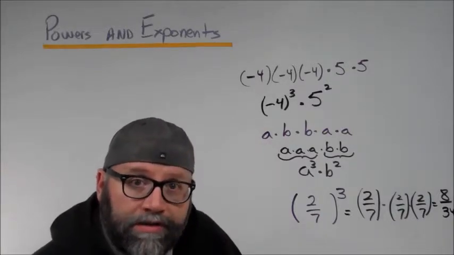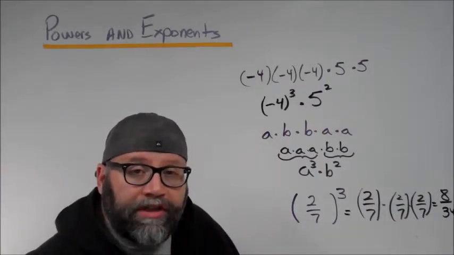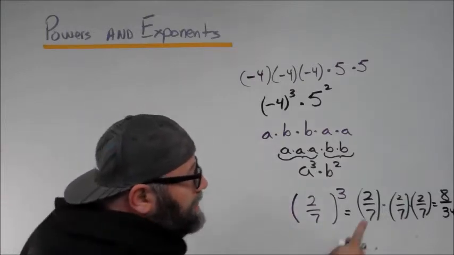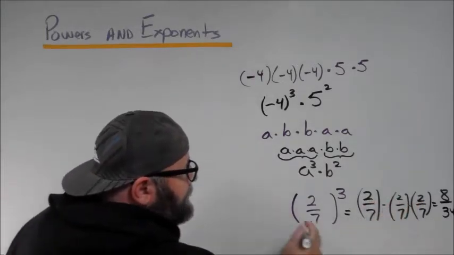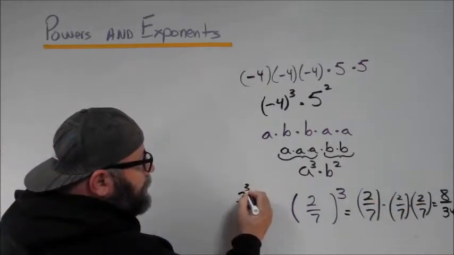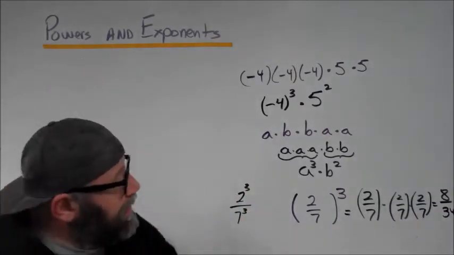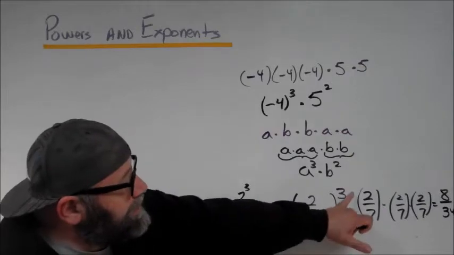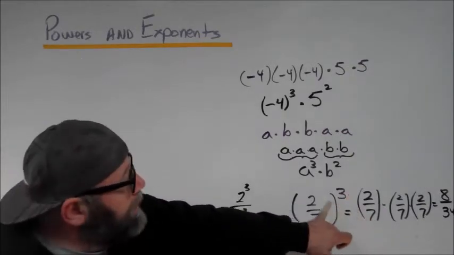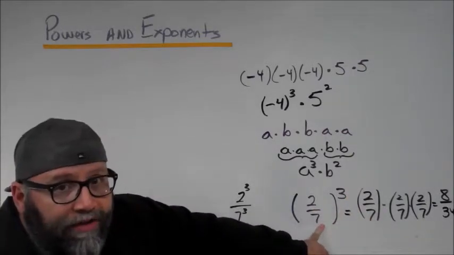What did you notice? The thing that you might have noticed was we did the same as 3 factors here. So this is 2 to the third over 7 to the third. It's the same thing. So that parentheses helps us to distribute that exponent to both the numerator and the denominator.